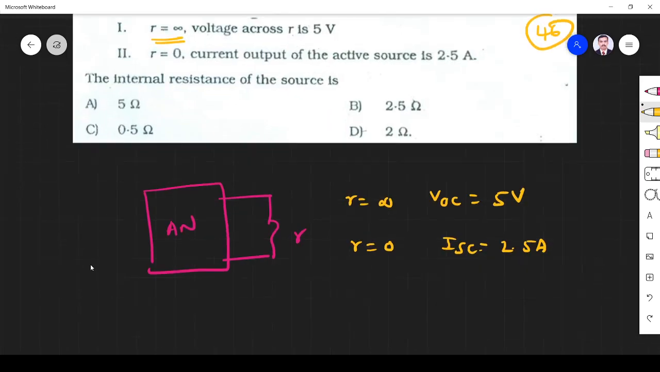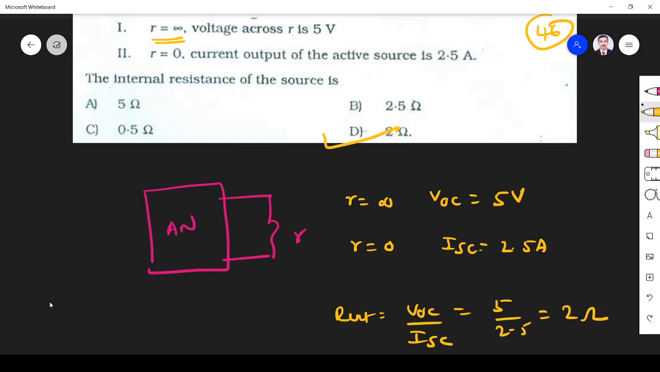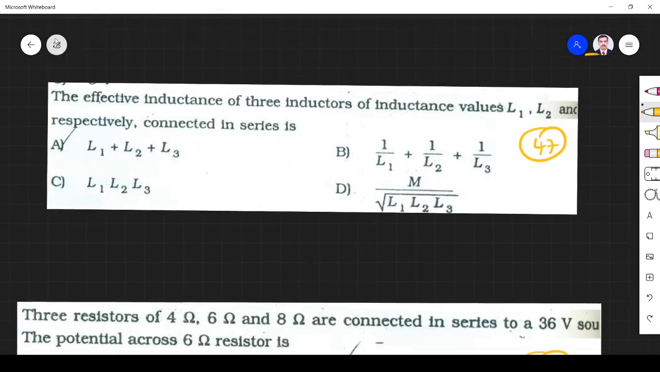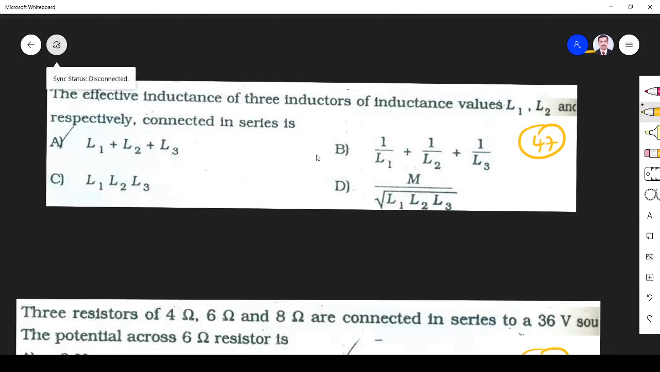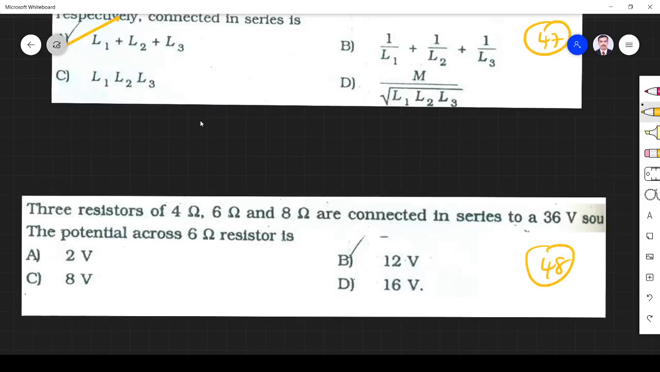What is the internal resistance they are asking? R internal is equal to VOC divided by ISC. 5 by 2.5, it is 2 ohm. So option D is the right answer. And next one, the effective inductance of three inductors of inductance L1, L2, L3 respectively connected in series. In series, an inductor behaves like a resistor. So add all the things. L1 plus L2 plus L3.